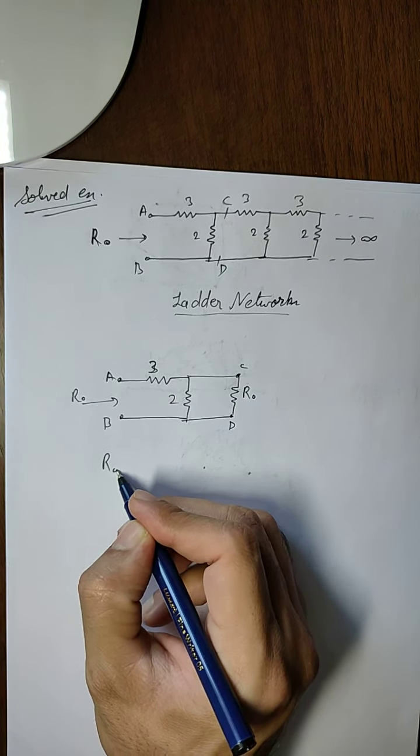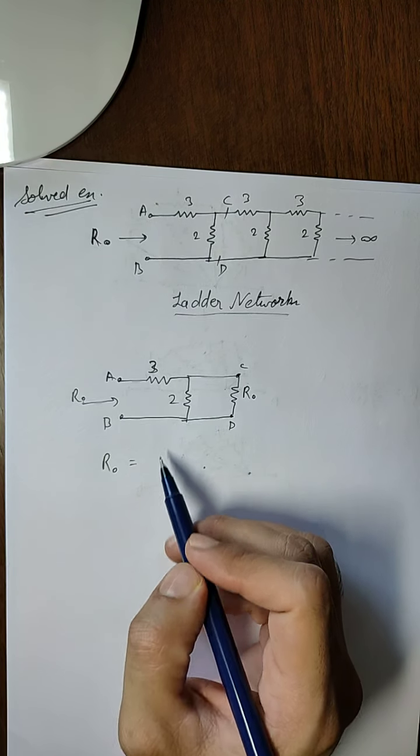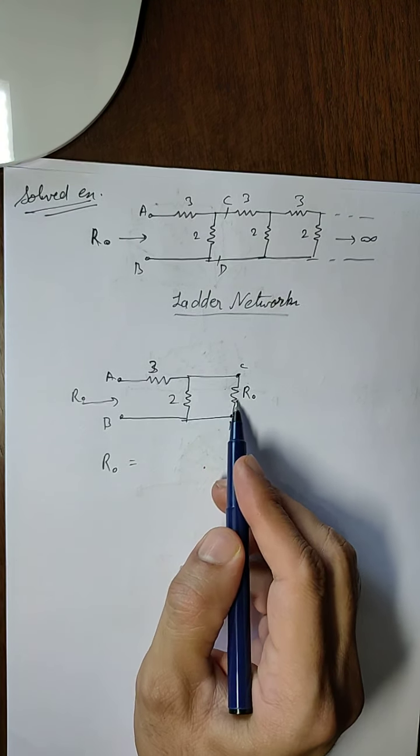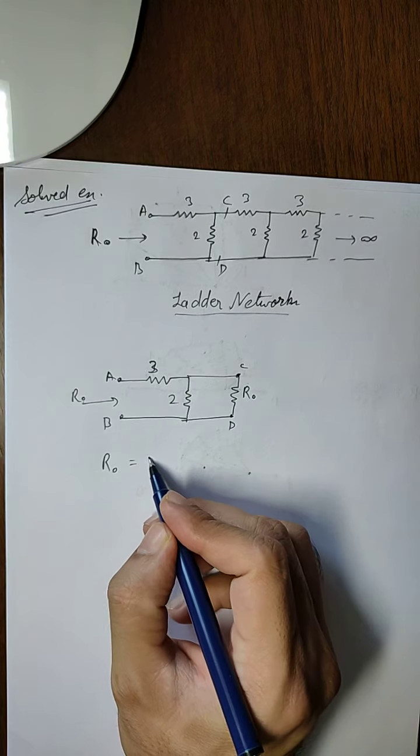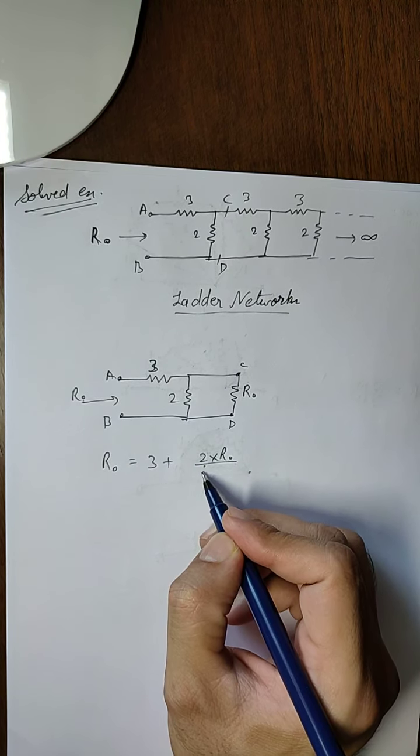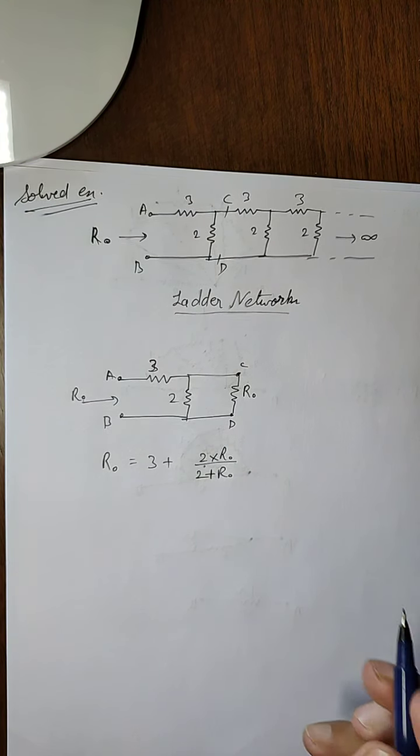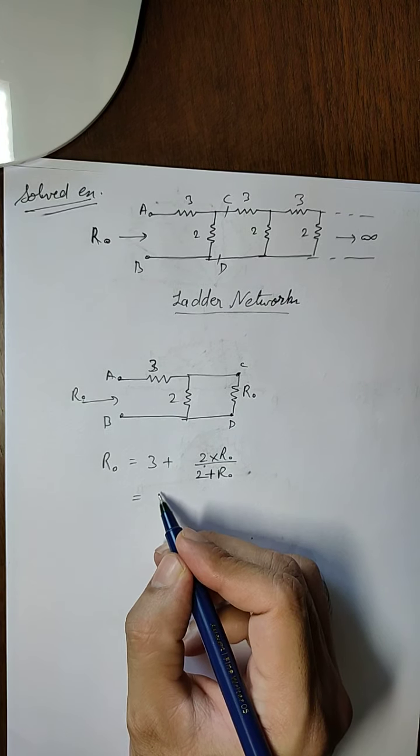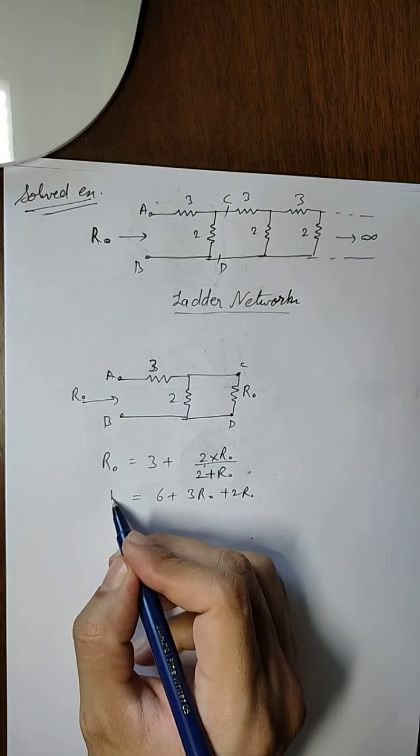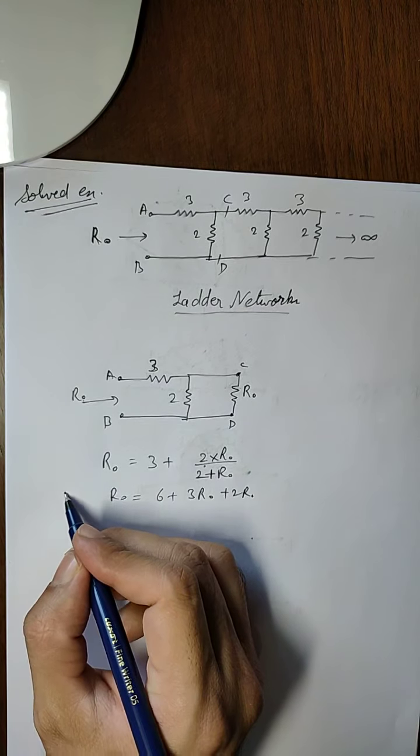So from this we can write R naught will be equal to, these two are in parallel, and the combination of these two will be in series with this. So we can write here, to solve this will be the equivalent resistance. Now we have to simplify this, so it will be equal to, and denominator is 2 plus R naught, so that will come here.